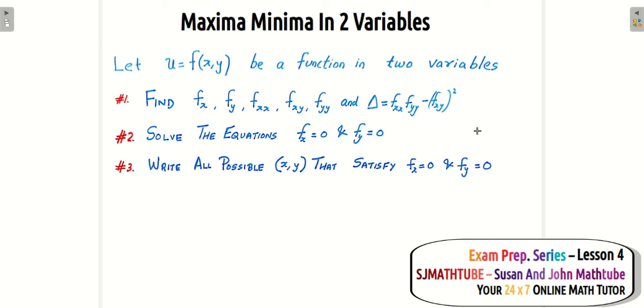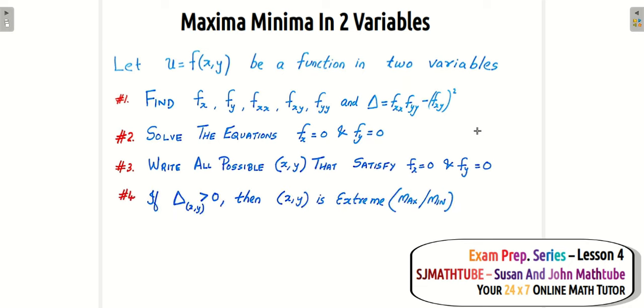I made it clear here. And then you take the points one by one and put it in delta. If delta is positive, then the point is qualified and it will be extreme. Extreme means it can be maxima or minima. And now the last test.